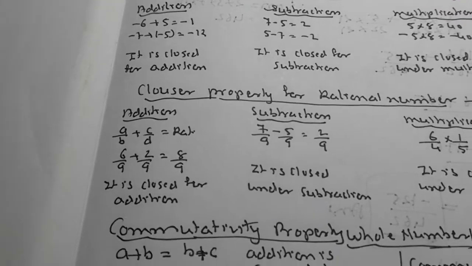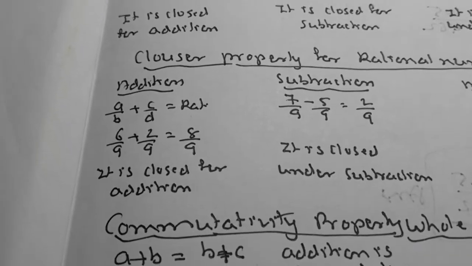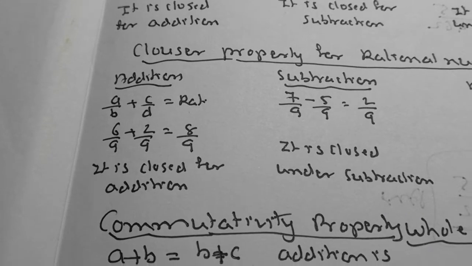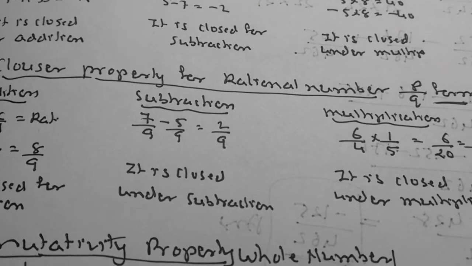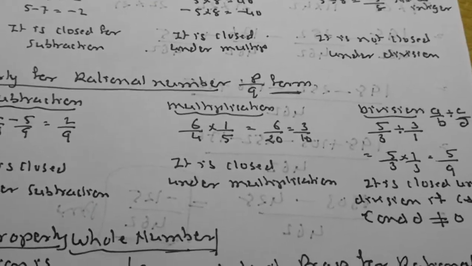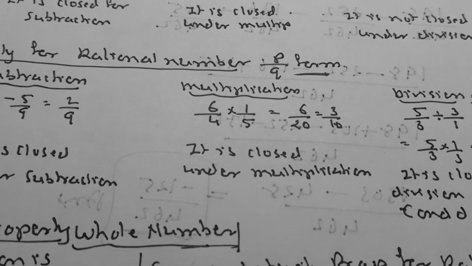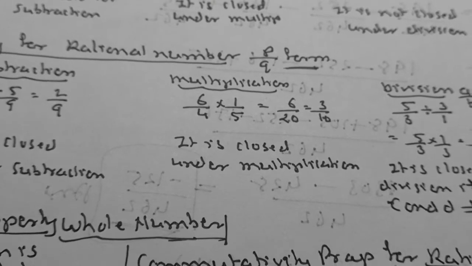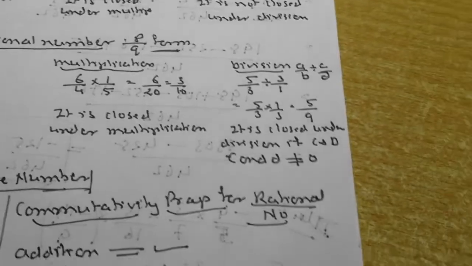So let us see rational numbers, that is in the form of P upon Q. 6 upon 9 plus 2 upon 9 is 8 upon 9, so it is closed for addition. 7 upon 9 minus 5 upon 9 is equal to 2 upon 9, so it is closed for subtraction as well. Multiplication, 6 upon 4 into 1 upon 5, that is 6 ones are 6, 4 fives are 20. Bringing it to standard or reduced form, I will get the answer 3 upon 10. So it is good for multiplication.